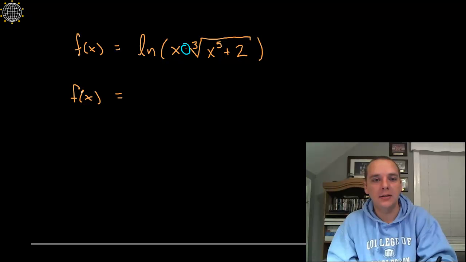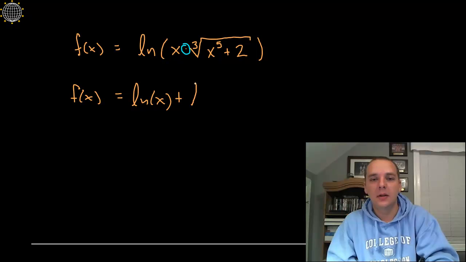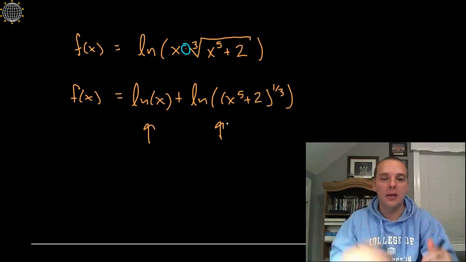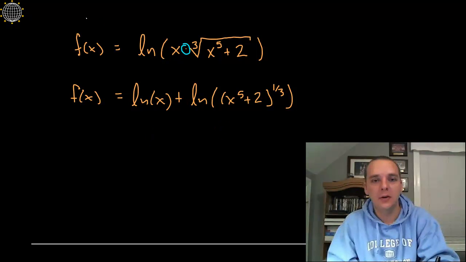All right, so f of x, notice I didn't put f prime. This is still just f. This is natural log of x plus the natural log of, and I'm just going to go ahead and write this with a power exponent, x to the 5th plus 2 to the 1/3 power, like so. All right, so that looks pretty good. And because this is now a sum, we can differentiate this term and this term separately, and then put our answers together for the final derivative.